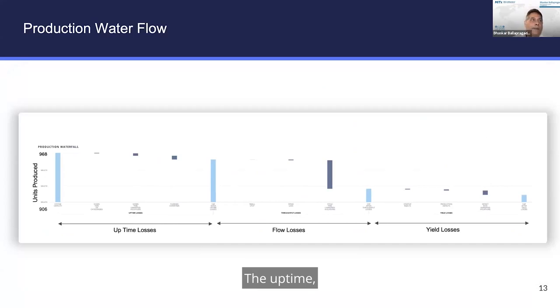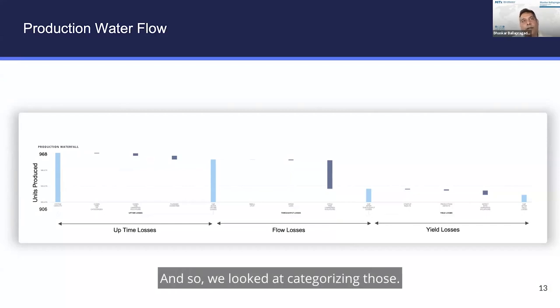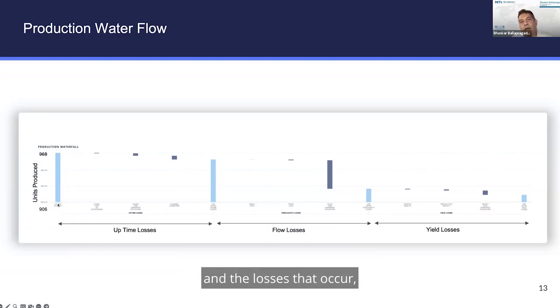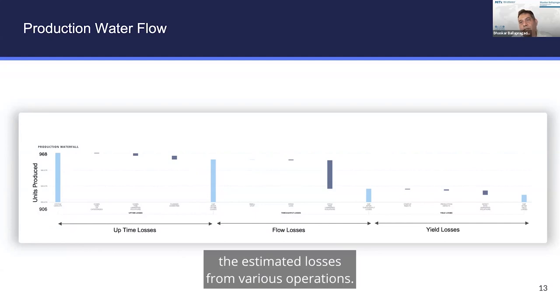Second, what we looked at highlighted the three elements: the uptime, the cycle time, and the defect. And so we looked at categorizing those. And this is a waterfall chart, and let me explain this a little bit. The waterfall chart shows how many units were produced during this time period, and the losses that occurred, that were estimated losses, from various operations.